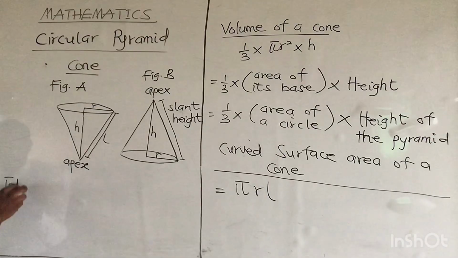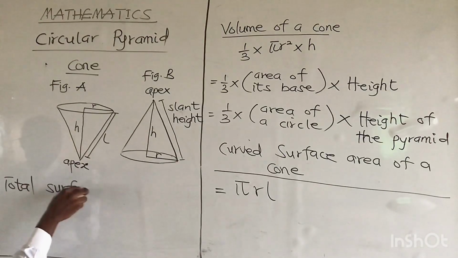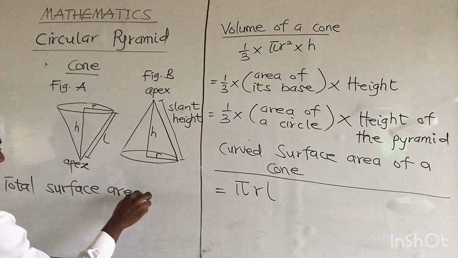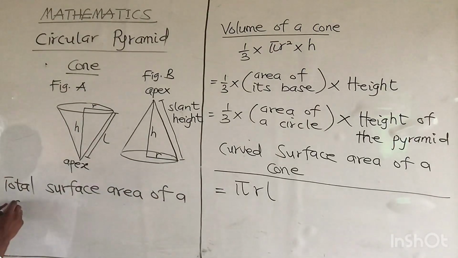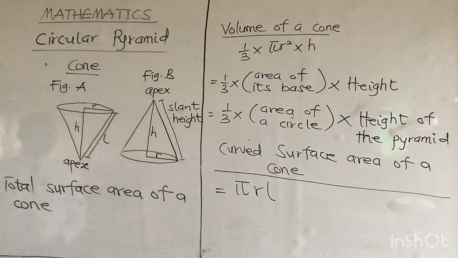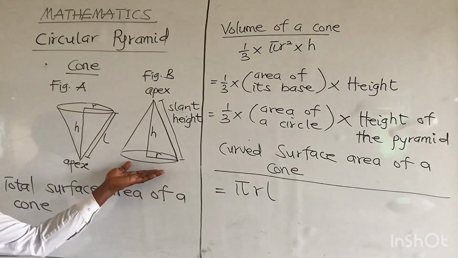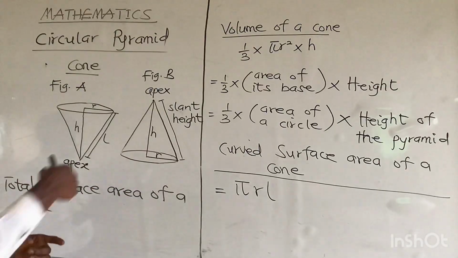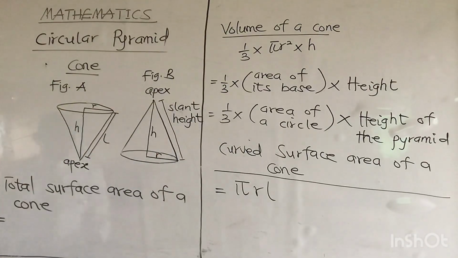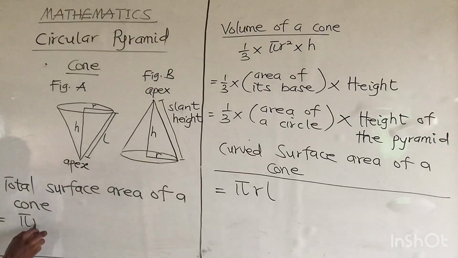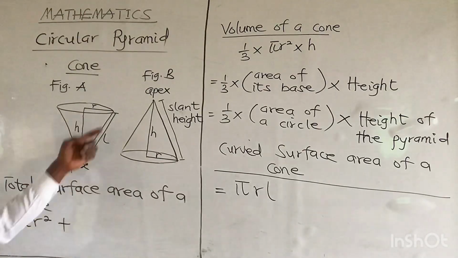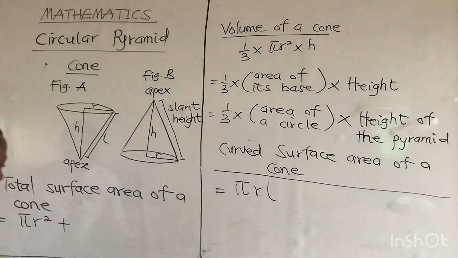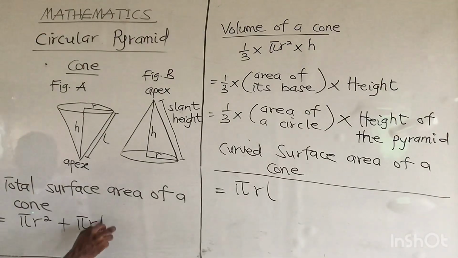So we have total surface area of a cone. Total surface area of a cone, which is equal to, now from here, if you are asked to find the total surface area, it's going to be the area of its base plus the curved surface. So the base is pi r squared plus the curved surface area, which is pi rl.